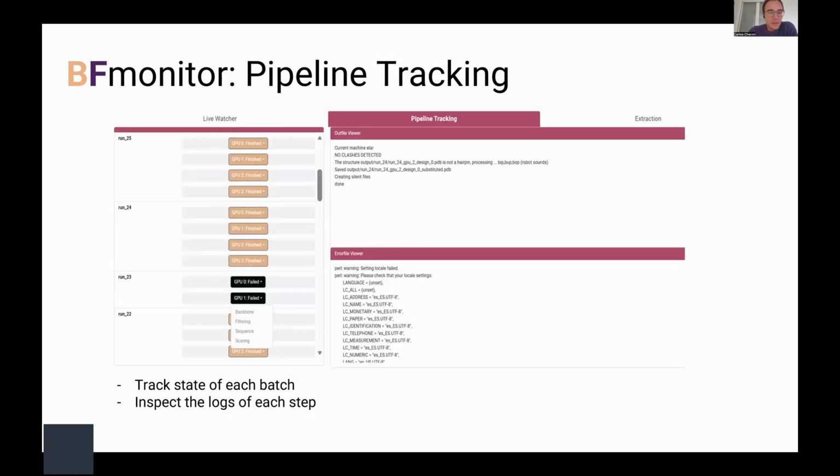The next step will be the pipeline tracking, which is useful to debug the process. You can track the state of each batch, whether it's the RFdiffusion, the filtering, or the sequence scoring step, and you can see whether a batch has failed completely or has finished successfully, and you can inspect the logs of the step.